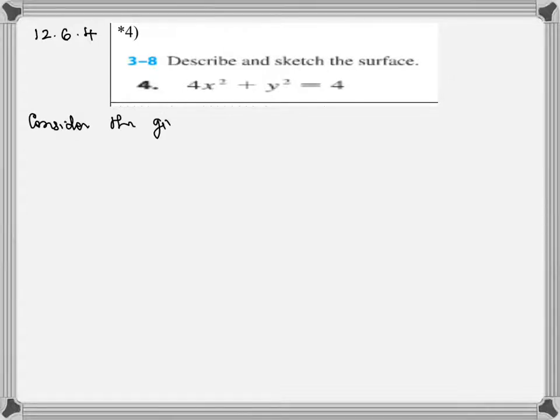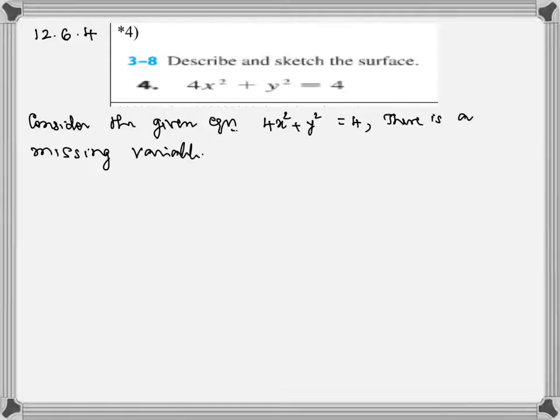So consider the equation 4x² + y² = 4. In a three-variable problem, here one of the variables, namely z, is missing. If a surface has a missing variable, then that surface is a cylinder, and the rulings of the cylinder will be parallel to the axis of the missing variable, which is z in this case. So z is the missing variable, so the surface is a cylinder.